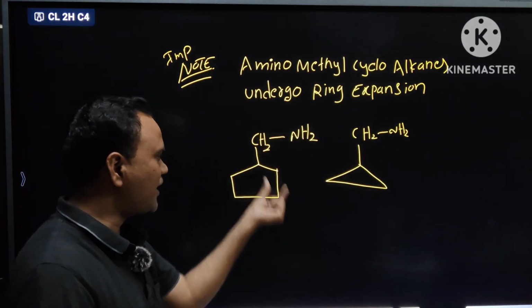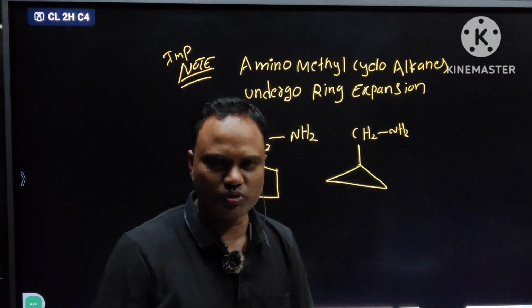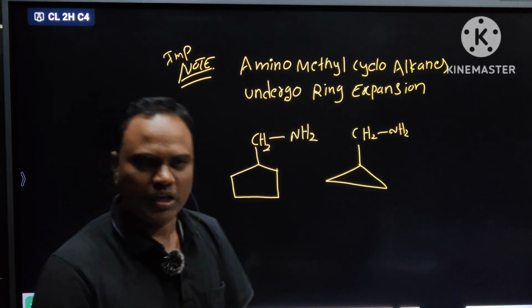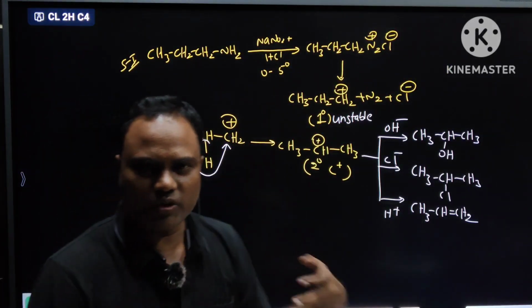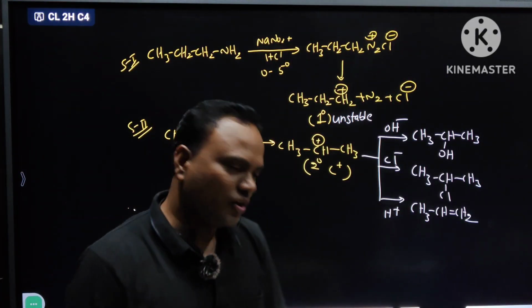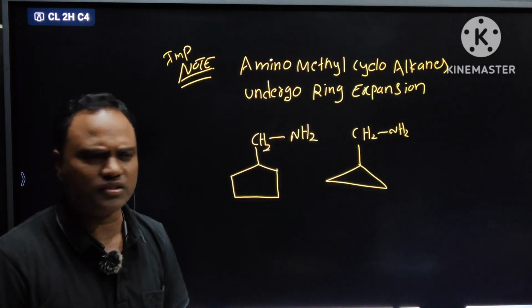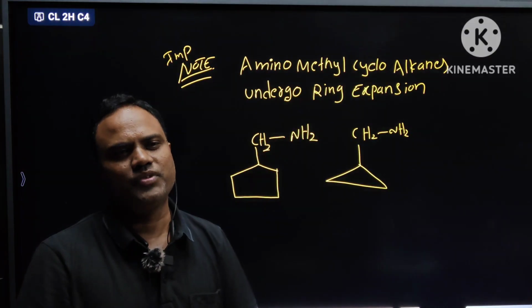Aminomethyl cycloalkane, cyclopentane, cyclopropane, cyclobutane undergo ring expansion. We took normal examples, right? We took propanamine, we took ethanamine. Now let us take a different amine. Aminomethyl cycloalkane. This is also an amine only, na? Primary amine or not? Aliphatic or not?